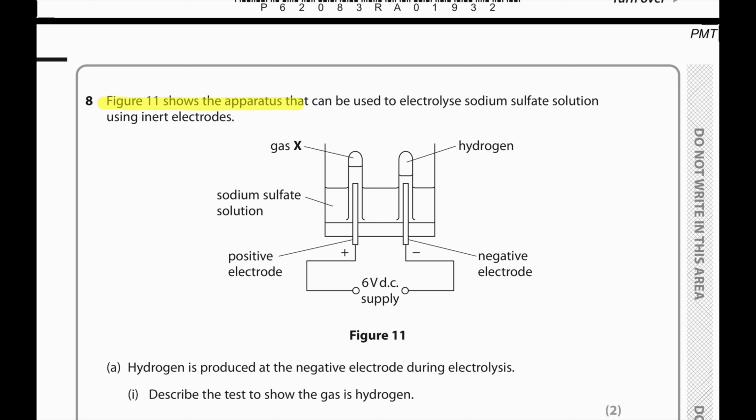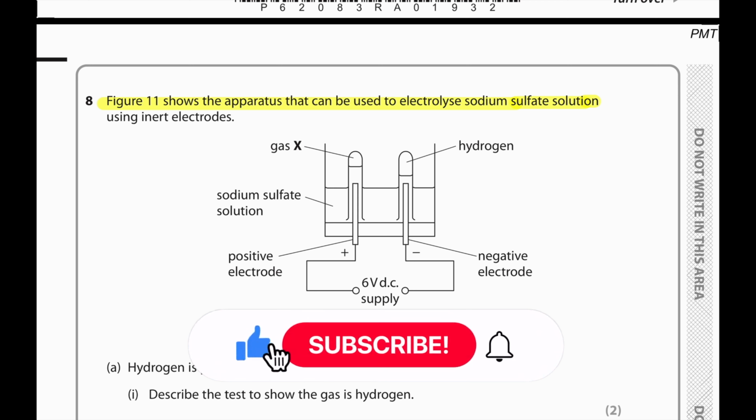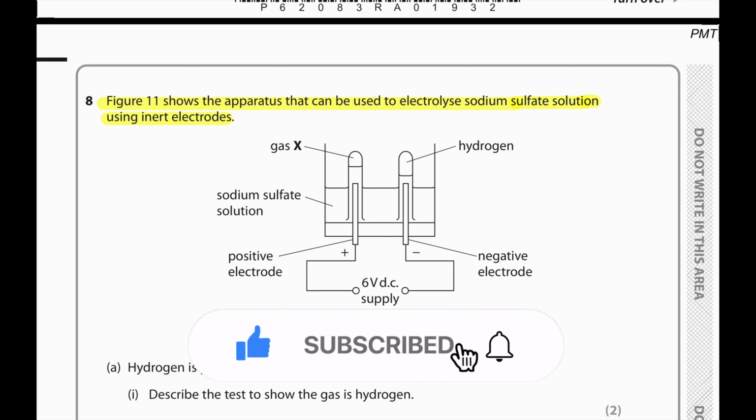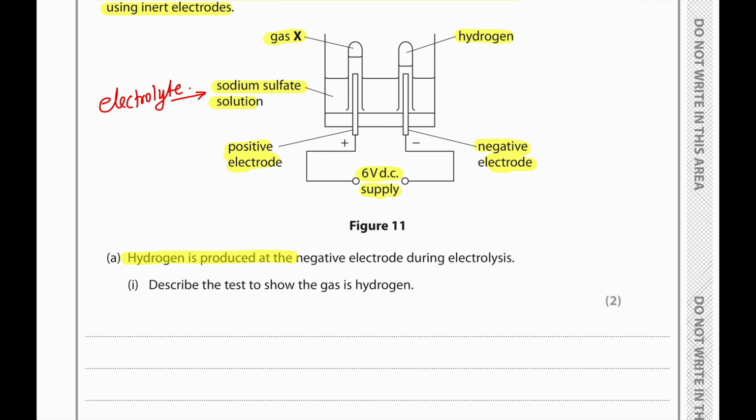Figure 11 shows the apparatus that can be used to electrolyze sodium sulfate solution using inert electrodes. So sodium sulfate solution is used as the electrolyte. Now, the whole apparatus is connected to a positive electrode and negative electrode with a 6-volt DC supply, and we can see a gas X and hydrogen gas is being collected. Hydrogen gas is produced at the negative electrode during electrolysis.